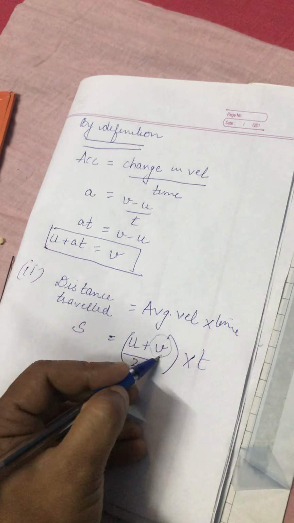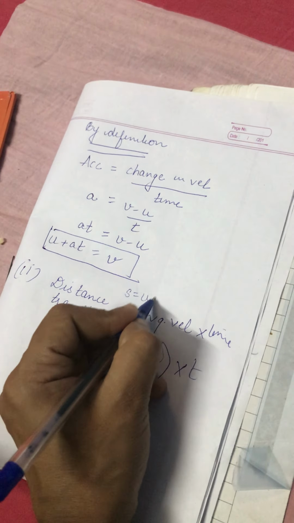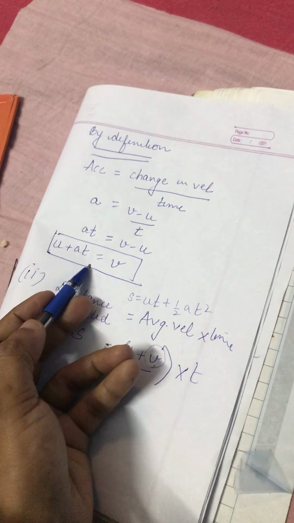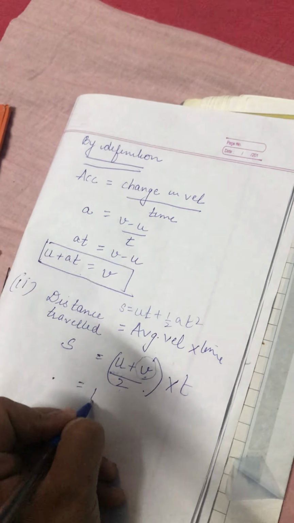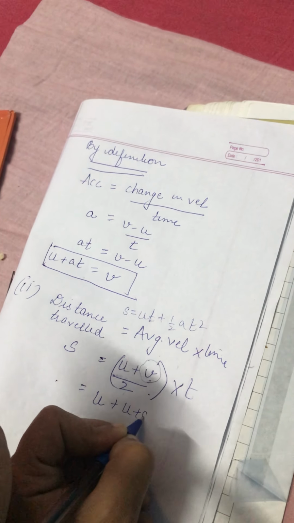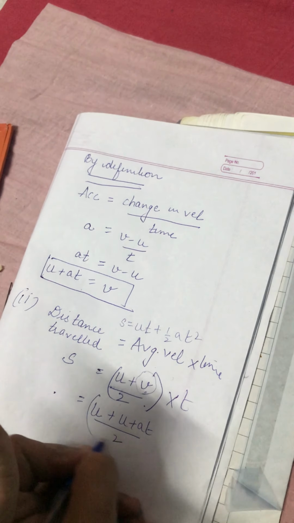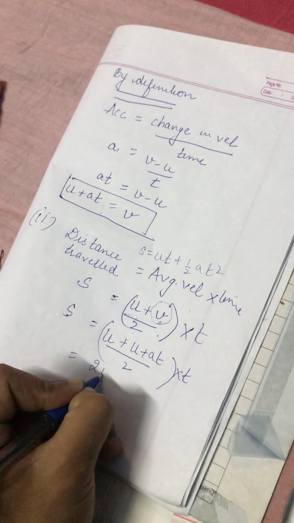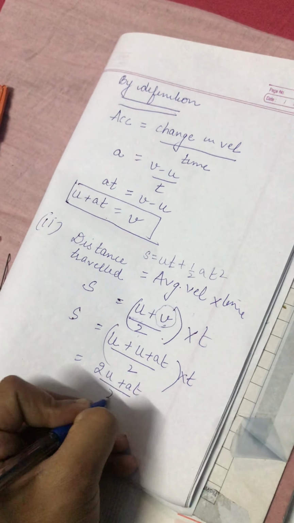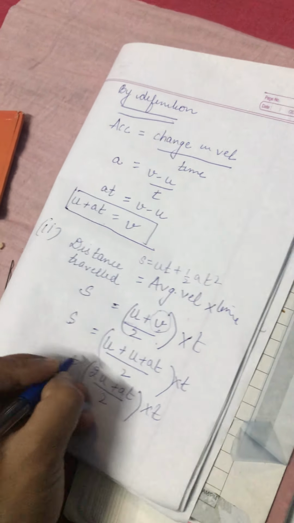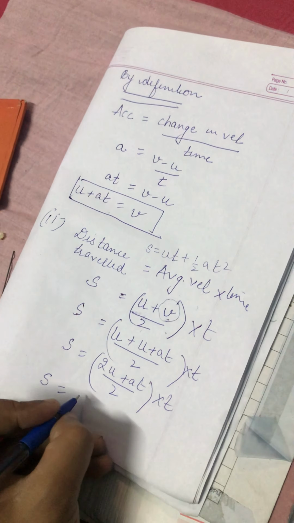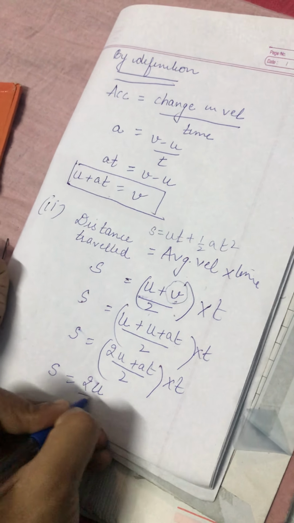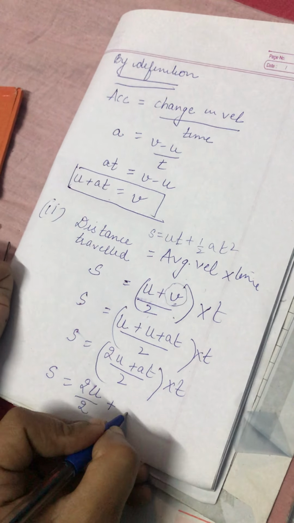Again in this equation now what we are having? V we don't need. What is the second equation of motion? That is S is equal to ut plus half at square. V is not required in this. So from the first equation of motion we put the value of V, that is u plus at divided by 2 into t. So that's coming out to be 2u plus at by 2 into t. So S is equal to u, wait, 2u upon 2 plus t.